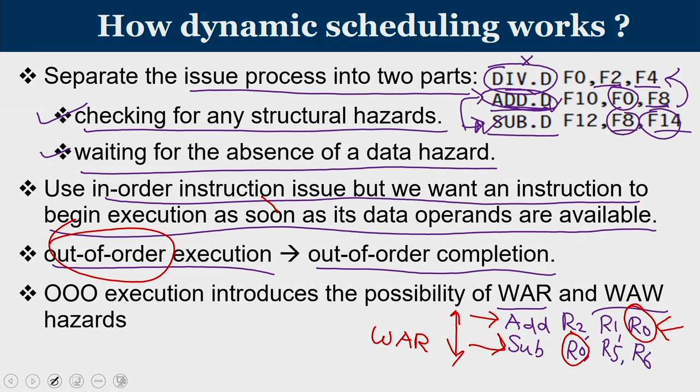Similarly, we can have a WAW hazard as well. This WAW hazard typically happens when your subtraction is also going to be on R2. If subtraction is on R2, then both add and subtract are going to use the same destination register. So ideally this means subtraction should write into R2 only after add writes into R2. If the order is violated, then that can lead to write after write hazards. So dynamic scheduling is the process by which out of order execution is permitted, and this out of order execution can result in WAR and WAW hazards.